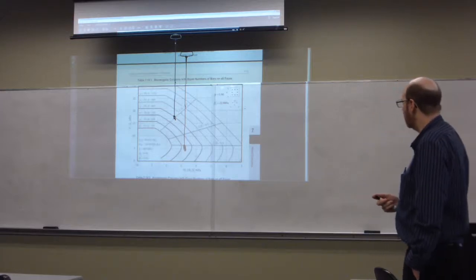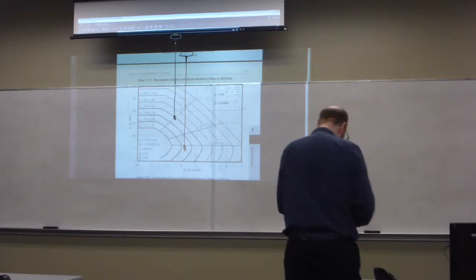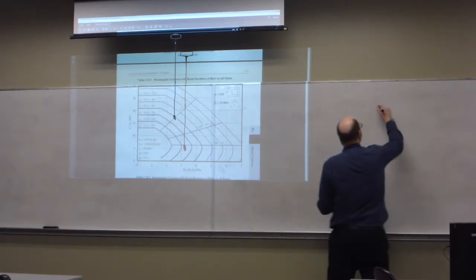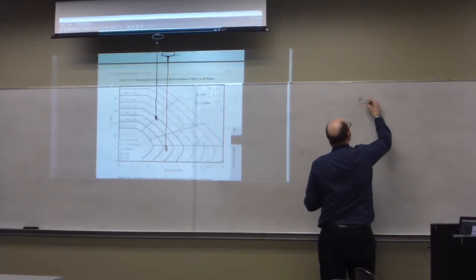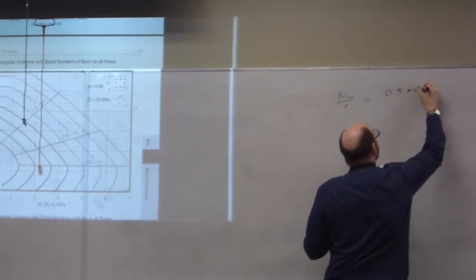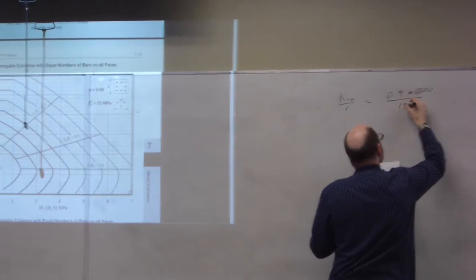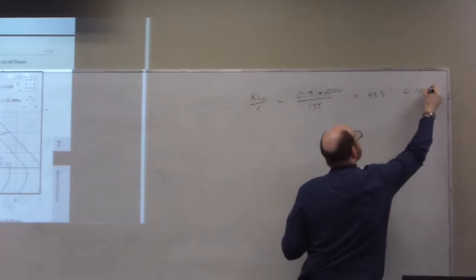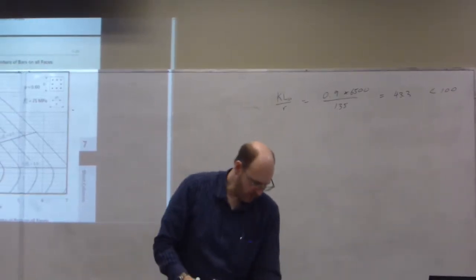The design example to go along with that. So to start off with, where we finished off with our example was we went through and calculated our KL over R, and we get 43.3. Again, this is less than 100, so we're okay using our simplified approach.